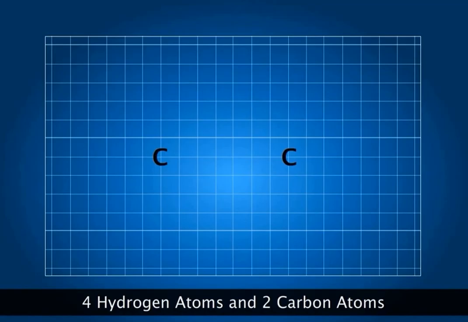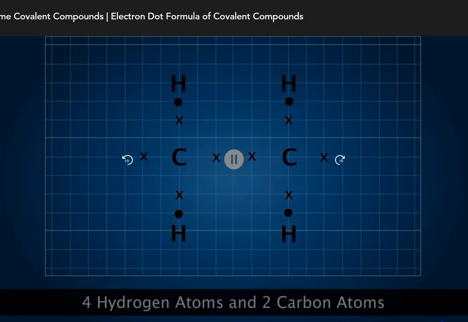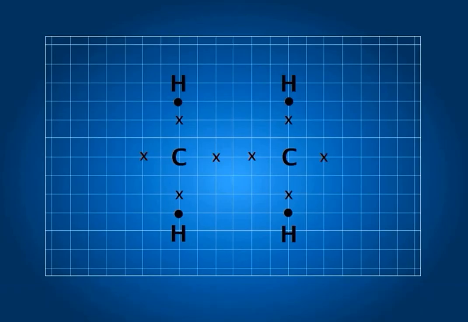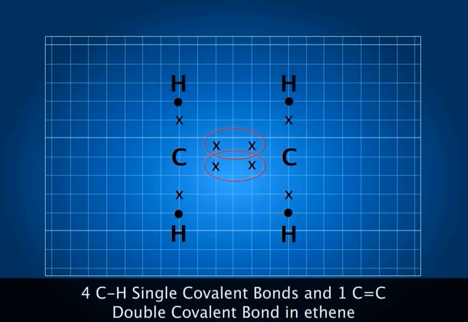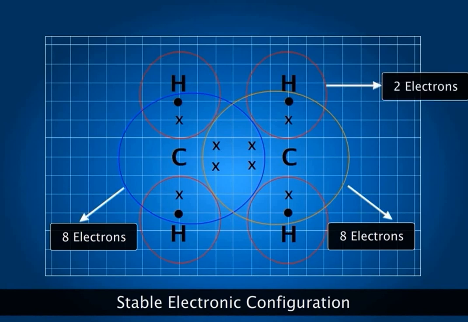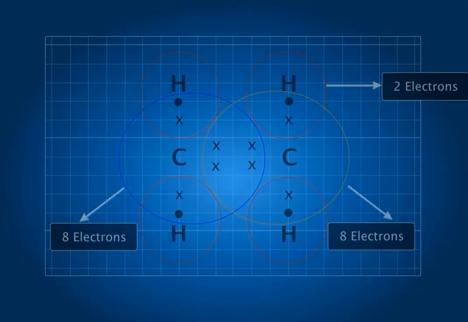Make 2 carbon atoms with cross marks and 4 hydrogen atoms with dots. Combine all the atoms to form ethene with 4 C-H single covalent bonds and 1 C-C bond, but left with 2 free electrons. They form another C-C bond that results in a carbon-carbon double bond. When we look at the electronic configuration, each carbon atom is satisfied with 8 electrons and each hydrogen atom with 2 electrons. Thus, ethene attains a stable electronic configuration.